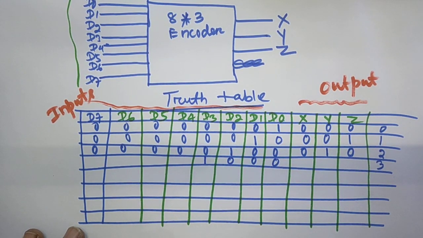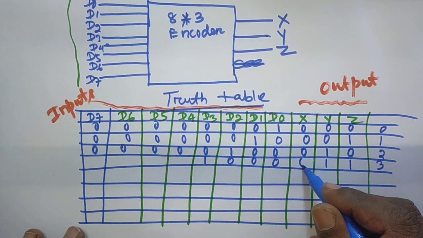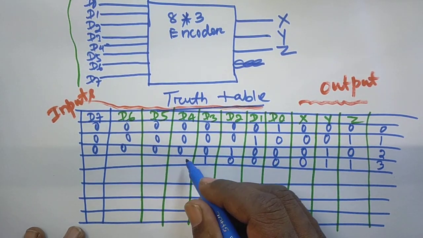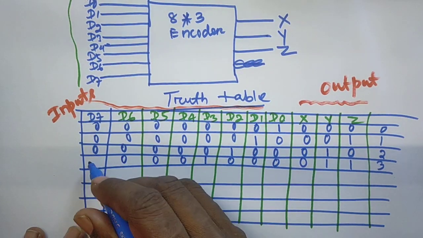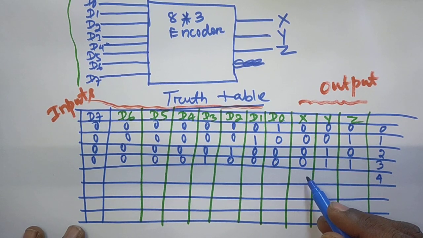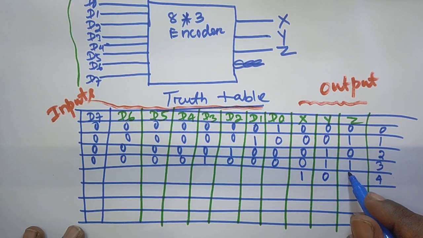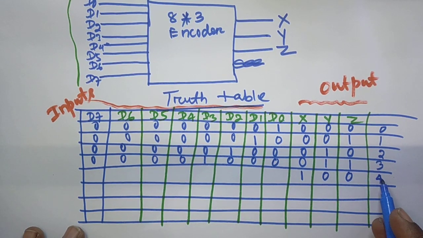And for this 3, how to define? 1, 1. It will be 0. So the other part is also 0, 0, 0, 0, 0. Here will be 4. 4 means here the binary form of 4 is 1, 0, 0. Okay. So here is 4.